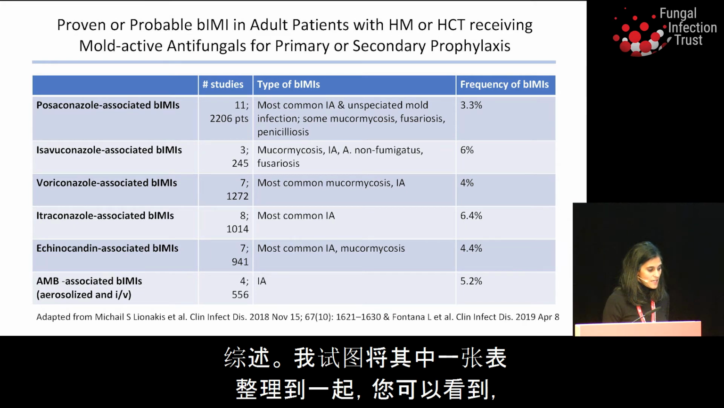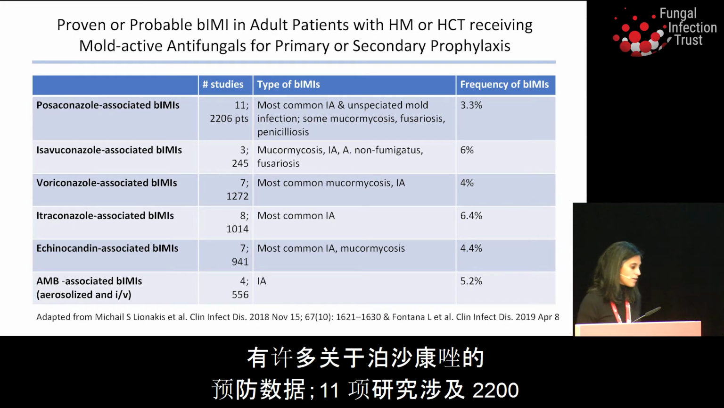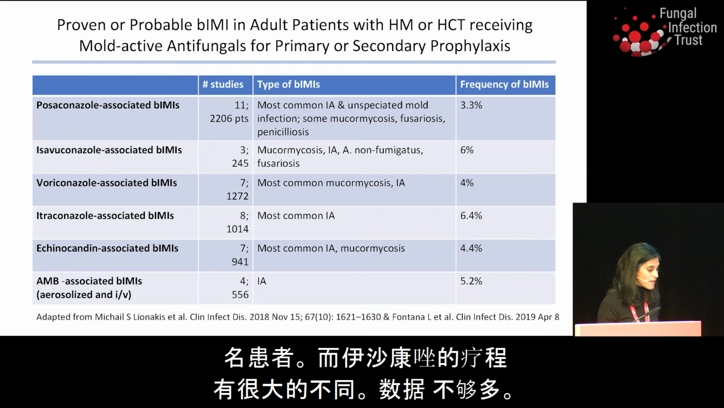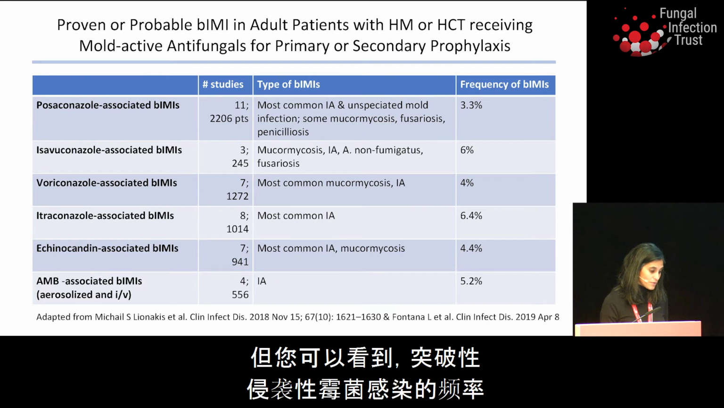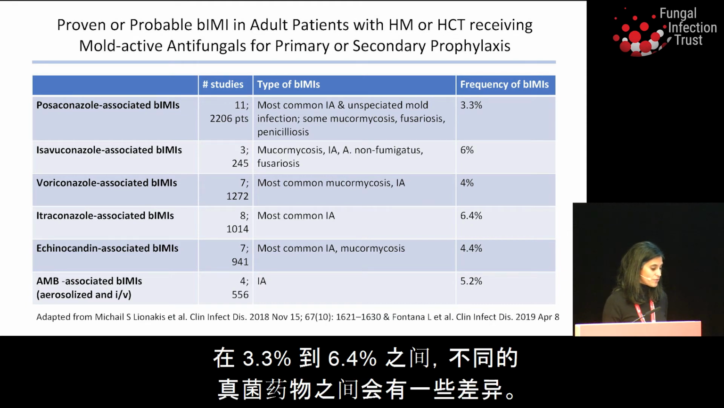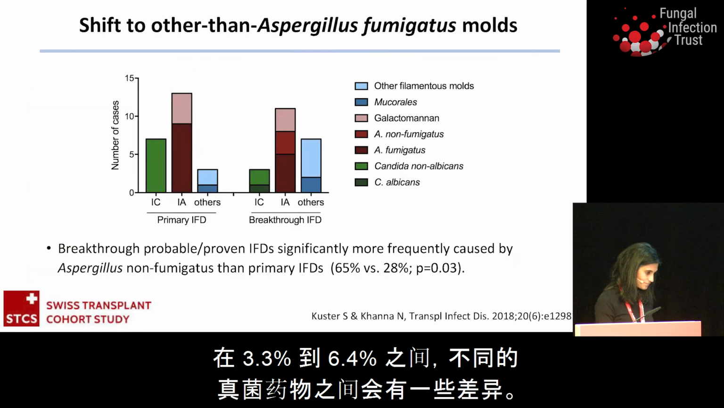What you can see here is that there are a lot of data for posaconazole prophylaxis, 11 studies including 2,200 patients, whereas there are big differences. Of course, for isavuconazole, there are not so many data. But what you can see is that the frequency of breakthrough invasive mold infections is between 3.3 and 6.4%, and it varies a bit between the different antifungal drugs.